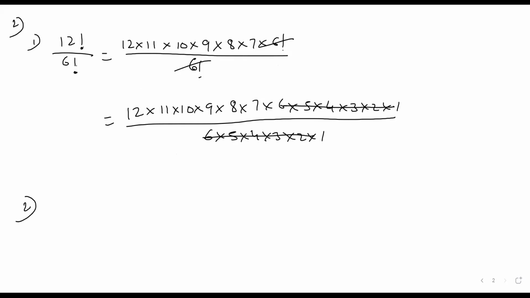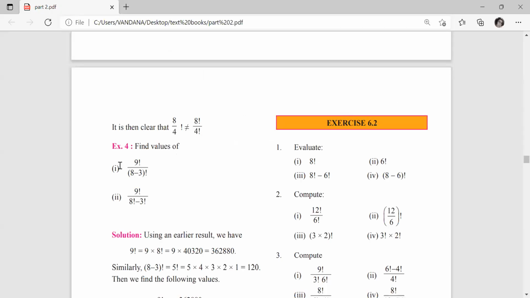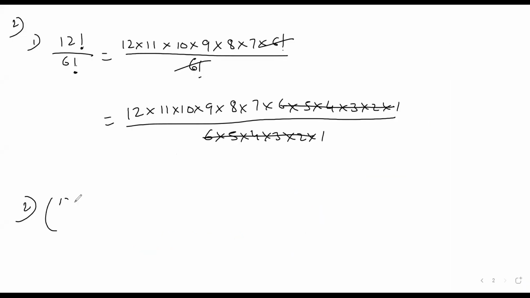Second, 12 upon 6 factorial. Bracket, look here, 12 upon 6 bracket factorial. What is 12 by 6? 2 factorial. Answer is 2.